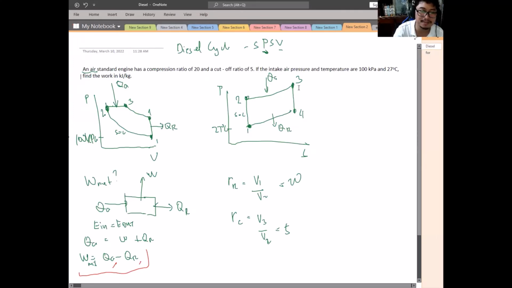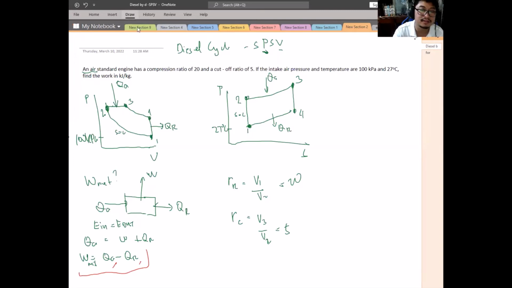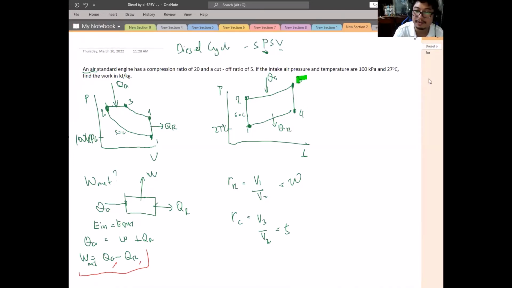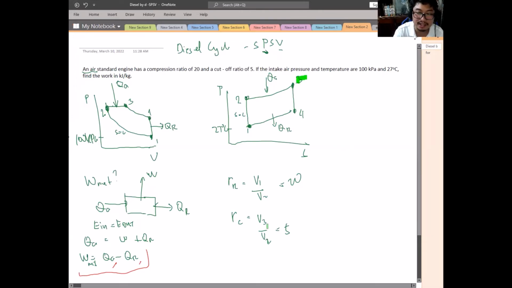We cannot use 0.4 or 4 to 3, because we have no temperature for state 4. So we will use 2 to 3. We were given the compression ratio, V3 to V2, so we can get T3 by using this RC, V3 and V2, so T3 and T2.